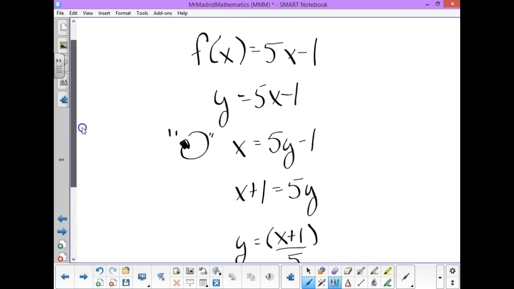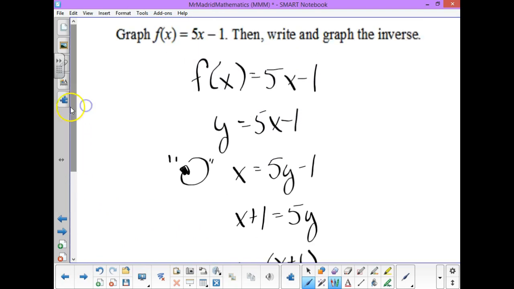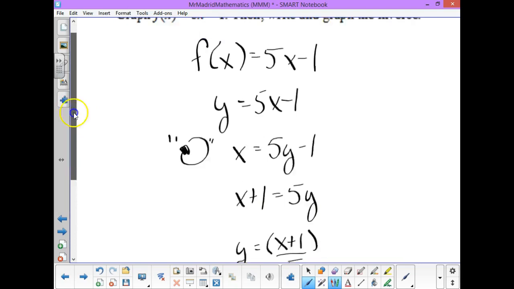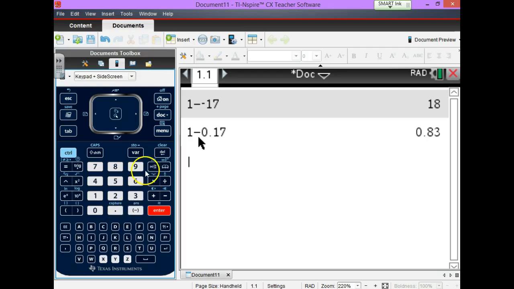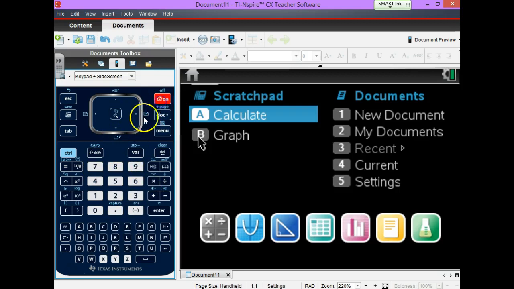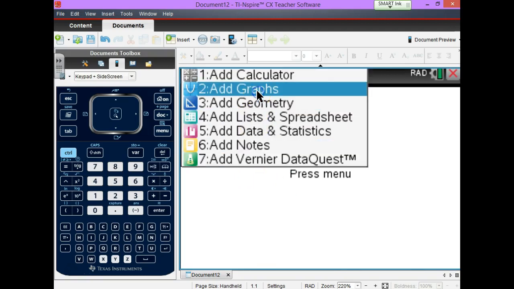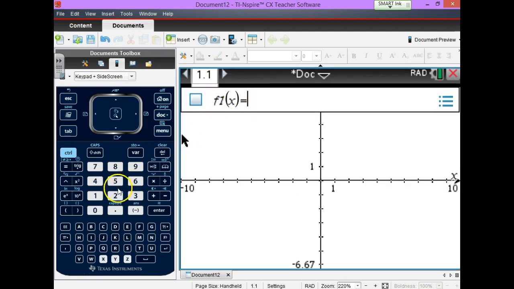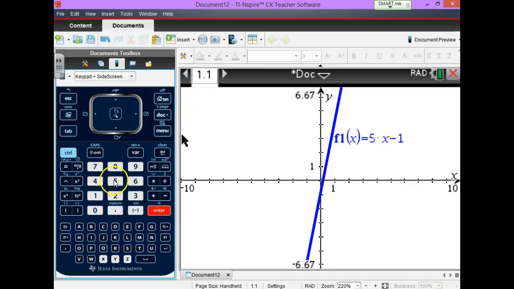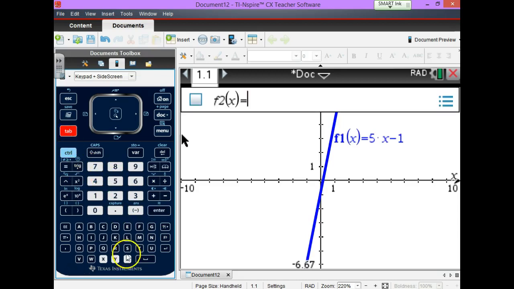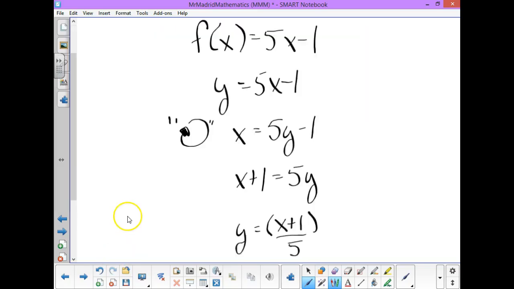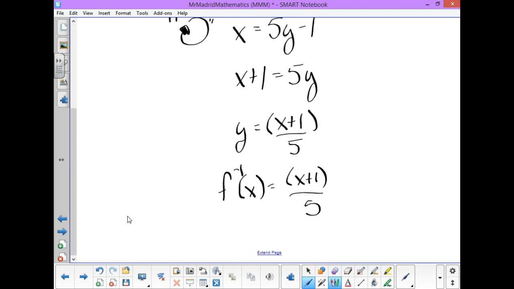Alright? So let's go ahead and graph these bad boys. 5x minus 1. Let's see here. Okay, so we got 5x minus 1. Enter. Alright, now we hit tab. f of 2 is the other guy, which is our inverse. x plus 1 over 5.